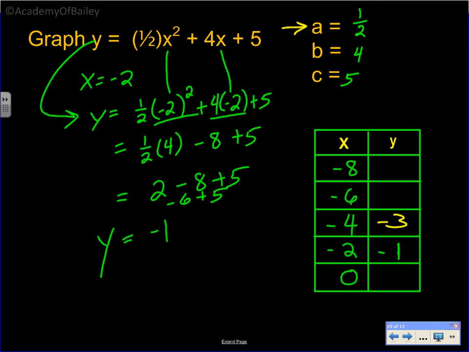So when x is equal to negative 2, y is equal to negative 1. And since that is 2 away from the vertex, negative 6 is also 2 away from the vertex, so it's also a negative 1. I'm erasing this, so if you need this, go ahead and pause the video.